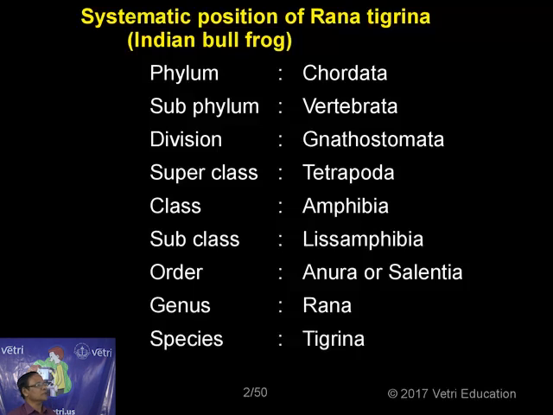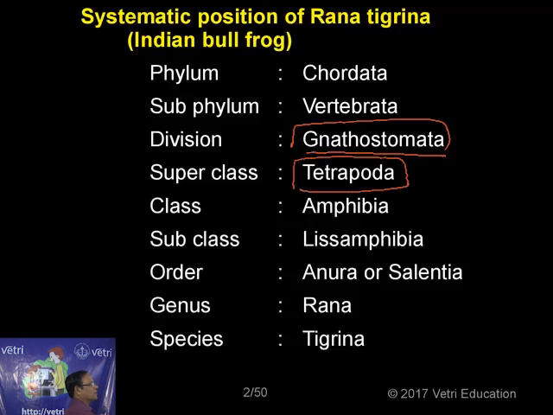Now here is the systematic position of frog. It belongs to the phylum Chordata, and that to the vertebrates. Under the Vertebrata, it is having a jaw, that is called Gnathostomata, the division Gnathostomata, animals with the jaws. You have studied already the classification. As animals have 4 legs for movement, the superclass is called Tetrapoda, animals with the 4 limbs.